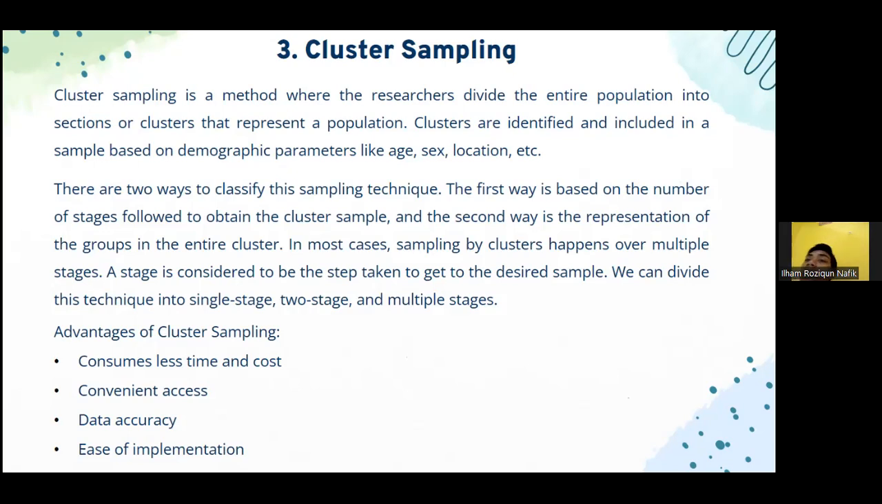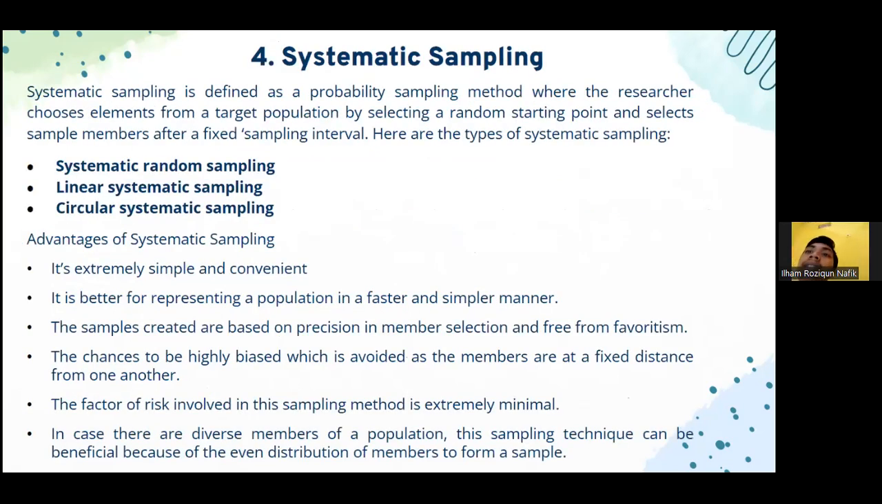For the last type of sampling in probability sampling, there is systematic sampling. Systematic sampling is defined as a probability sampling method where the researcher chooses elements from a target population by selecting a random starting point and selecting sample members after a fixed sampling interval. There are types of systematic sampling. The first is systematic random sampling, the second is linear systematic sampling, and the last is circular systematic sampling.